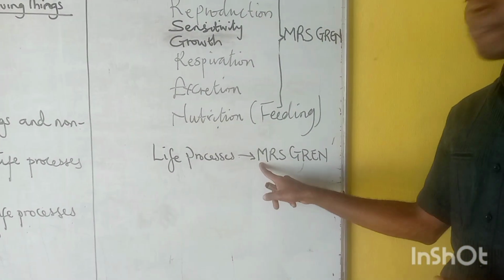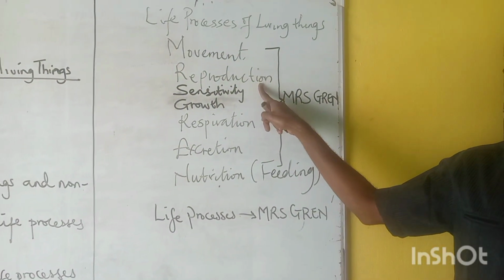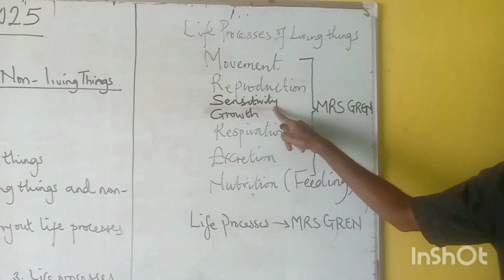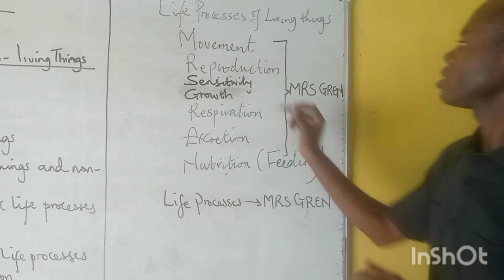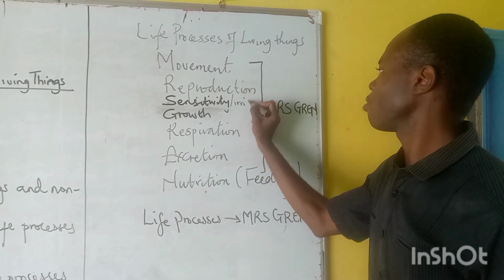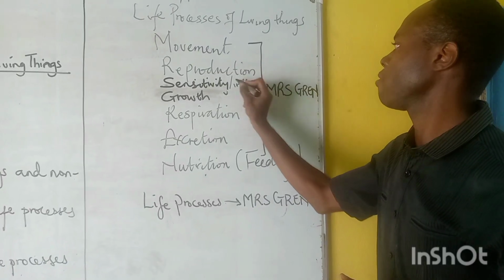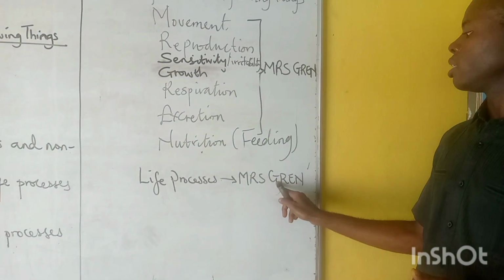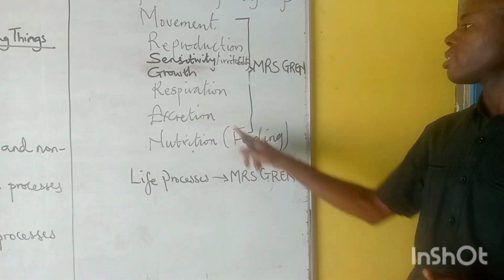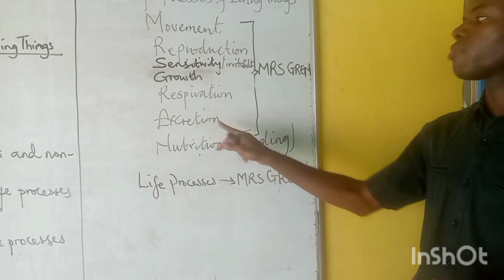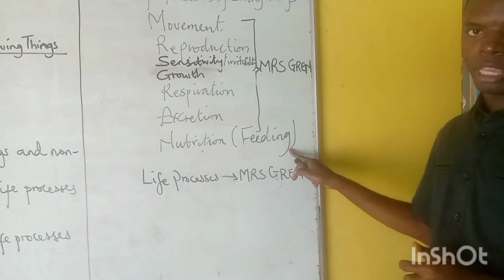Life processes are Mrs. GREN. M stands for movement. R stands for reproduction, that's the first R. S stands for sensitivity. Another name for sensitivity is irritability. So if you do not call it sensitivity, you can also call it irritability. G stands for growth. R, the second R, stands for respiration. E stands for excretion. And N stands for nutrition or feeding.